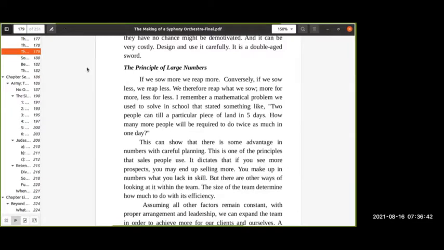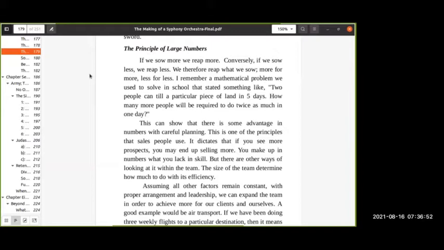Okay, the principle of large numbers. If we sow more, we reap more. Conversely, if we sow less, we reap less. We therefore reap what we sow. More for more, less for less.